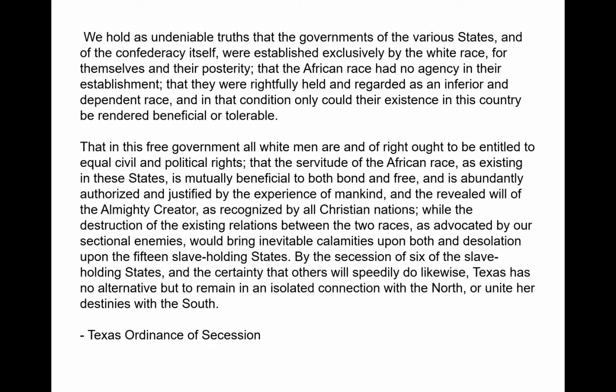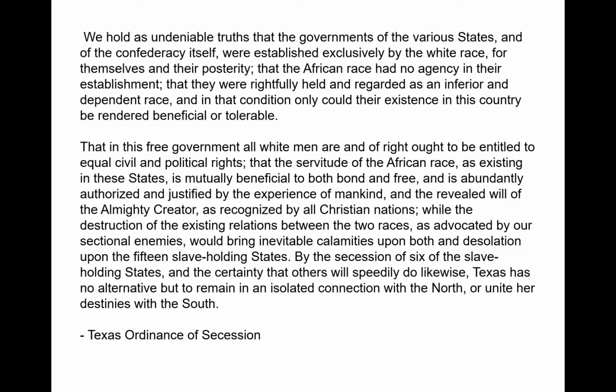We hold as undeniable truth that the governments of the various states and of the Confederacy itself were established exclusively by the white race for themselves and their posterity, that the African race had no agency in their establishment, that they were rightfully held and regarded as an inferior and dependent race, and in that condition only could their existence in this country be rendered beneficial or tolerable.